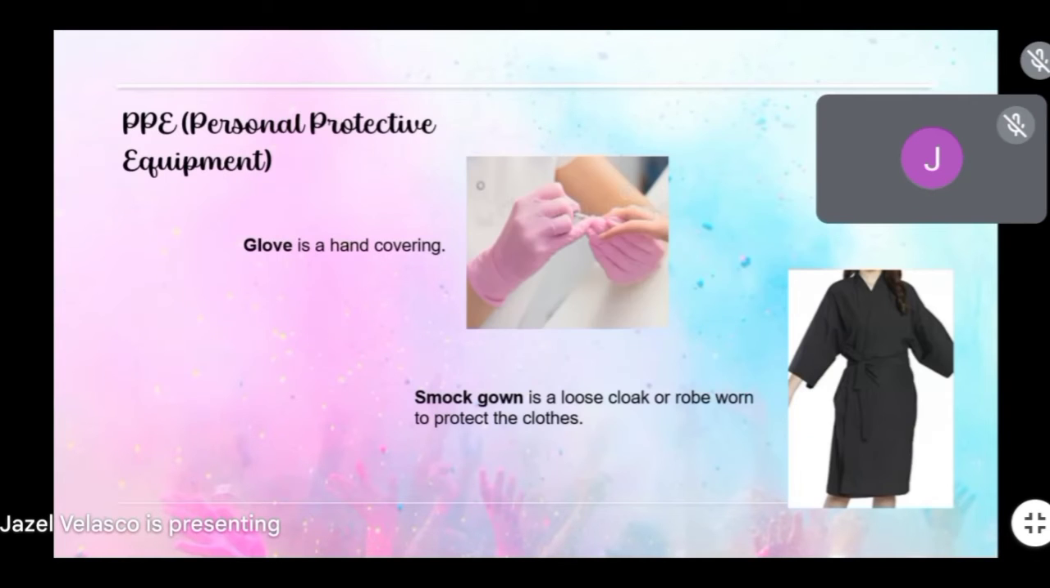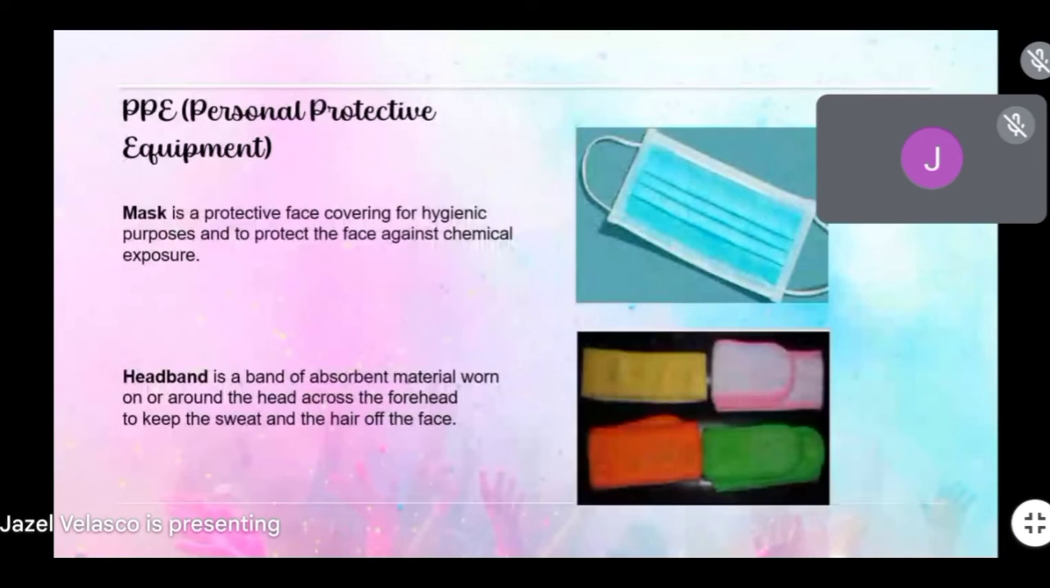Next is the personal protective equipment. These are the garments designed to protect the wearer's body from injury or chemical, or for job-related, occupational safety and health purposes. It has gloves, smock gown, mask to protect the face against chemical exposure, and the headbands to keep our hair off the face.